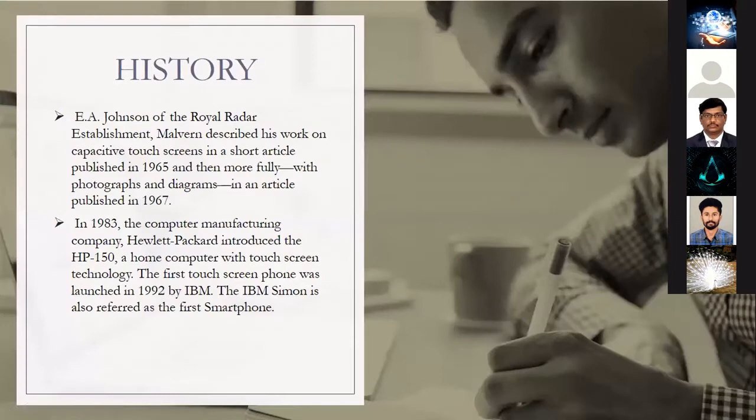What is the history of touchscreens? E. A. Johnson of the Royal Radar Establishment, Malvern, described his work on capacitive touchscreens in a short article published in 1965, and more fully with photographs and diagrams in an article published in 1967. And there is more, sir. As I told you, IBM launched the first touchscreen mobile.